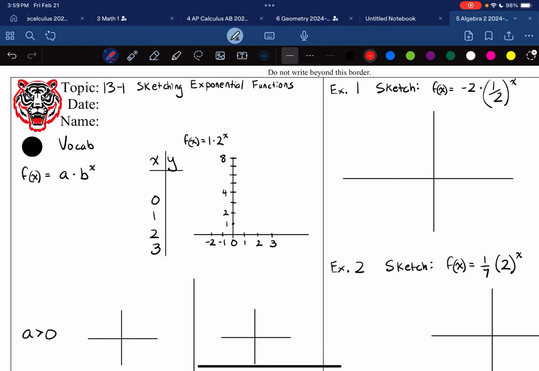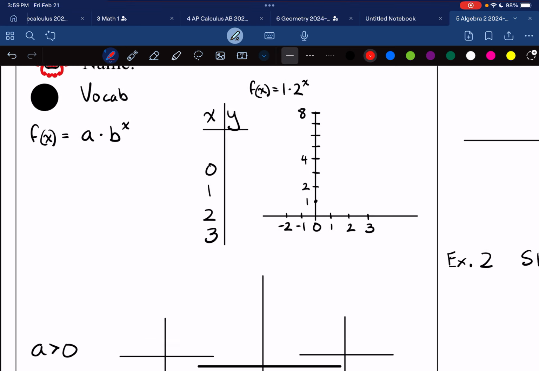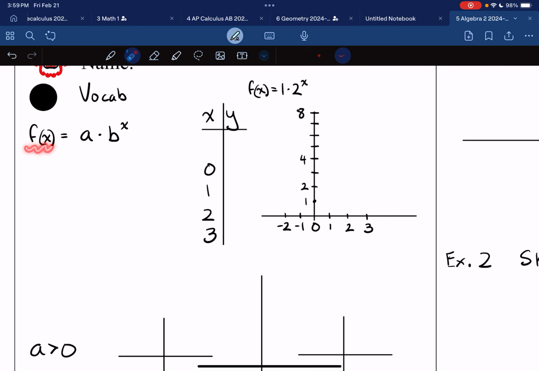This is Algebra 2, Lesson 13-1, Sketching Exponential Functions. So let's start with some vocabulary. Normally we have our function, which can just be written y equals a times b to the power of x.